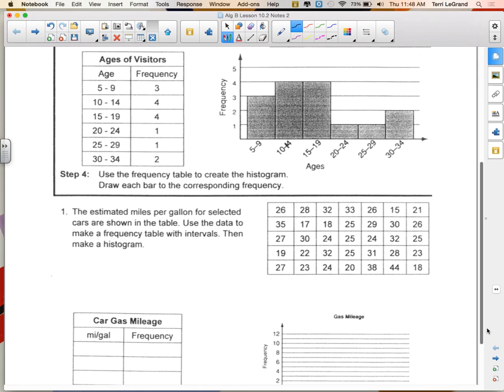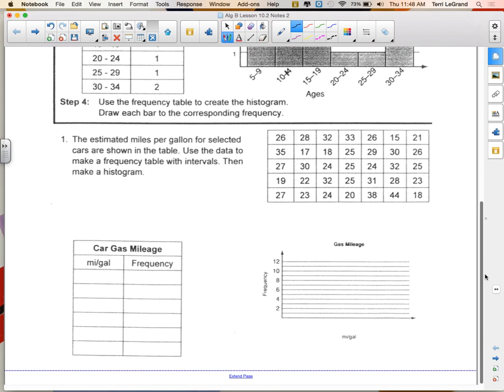Be like, well, you know what? I'm running out of room, so I'm gonna make the last two skinnier. No, can't do that. You gotta erase and start over because you didn't make a good choice. Okay, let's go practice together.